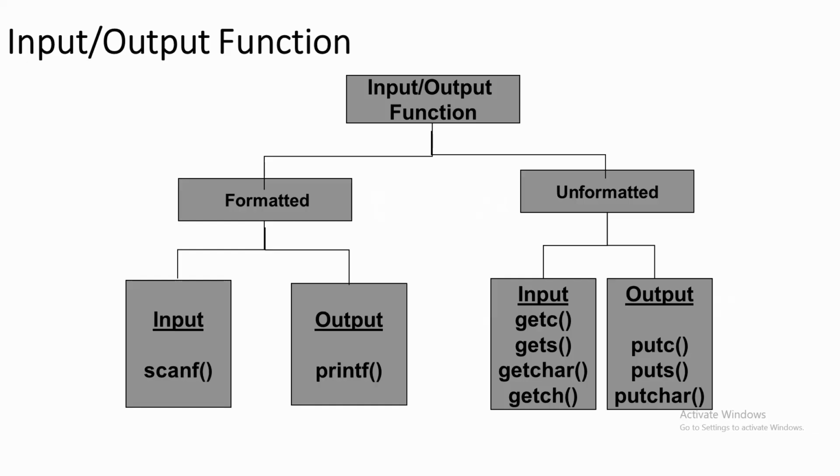Now think about chatting with your friend on WhatsApp. You can type anything. There is no fixed format. This is similar to unformatted input. So formatted functions expect data in a specific format. Unformatted functions simply read or display characters without worrying about the format. Here you can see two branches. One branch represents formatted functions, the other branch represents unformatted functions. Today's class mainly focuses on formatted functions.